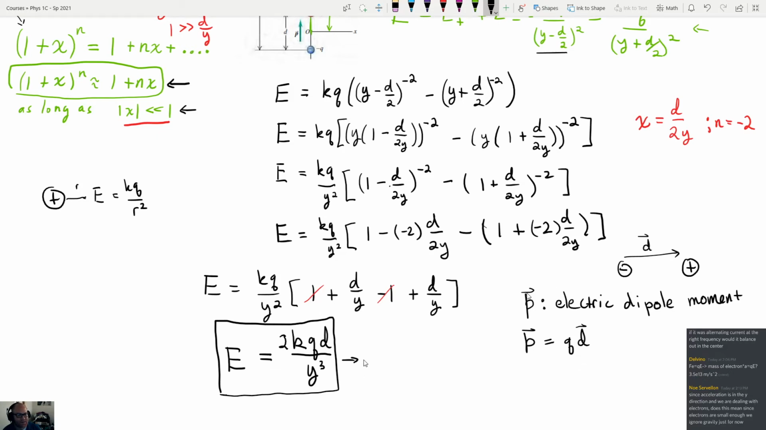And then this electric field can be written as 2kp divided by y cubed. Just another way to write the exact same thing.